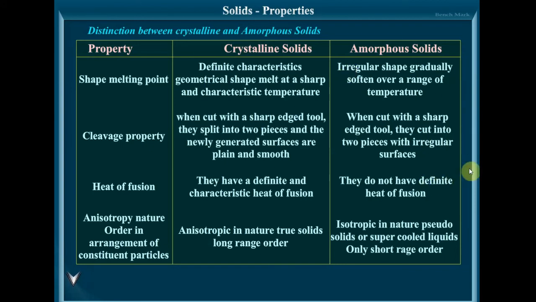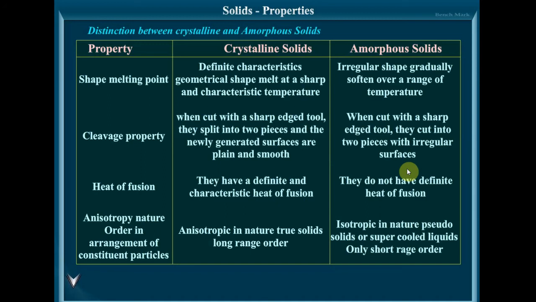Here we are going to learn the distinction between crystalline and amorphous solids. We have learned what crystalline solids are and what amorphous solids are, so let us go to the differences between these two. The first property is shape and melting point. In crystalline solids, a definite characteristic geometrical shape is there and they melt at a sharp and characteristic temperature. We have already learned that. Amorphous solids have an irregular shape and gradually become soft over a range of temperature.